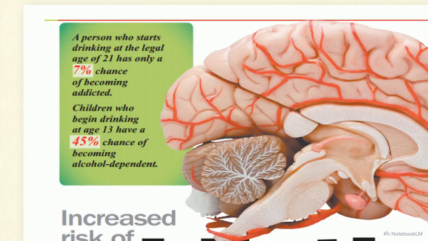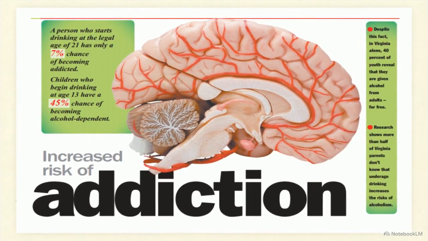For example, this graphic shows a severe risk factor. Children who begin drinking at age 13 have a staggering 45% chance of becoming alcohol dependent. This is exactly the kind of hard data your character should cite.